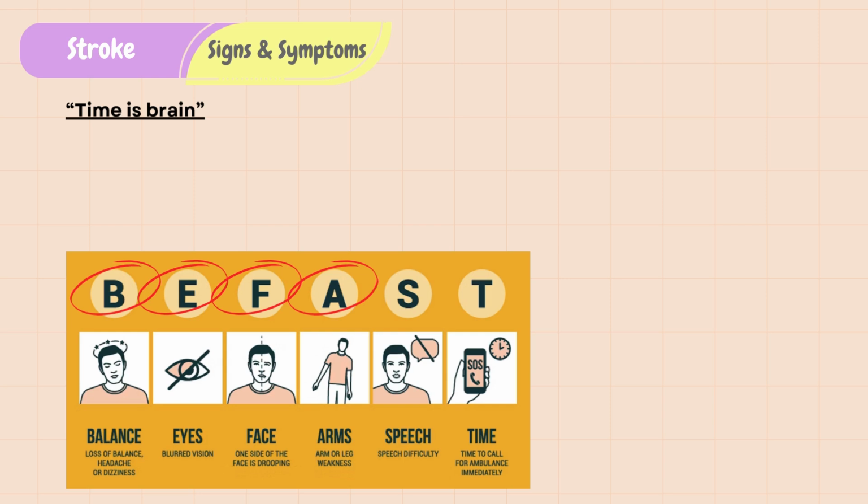A stands for arms and legs. Is there weakness on one side of the arm and leg? S stands for speech. Is this patient suddenly having slurred, slow, or strange speech? Or are they having trouble understanding speech?